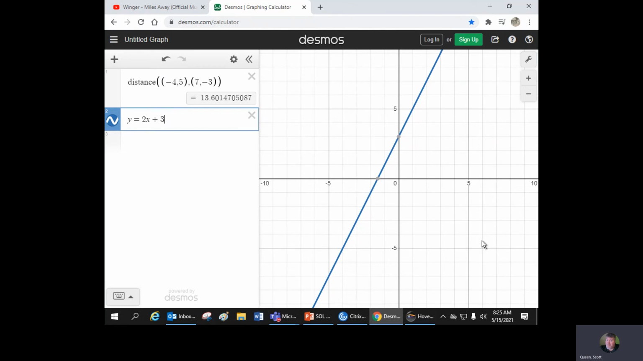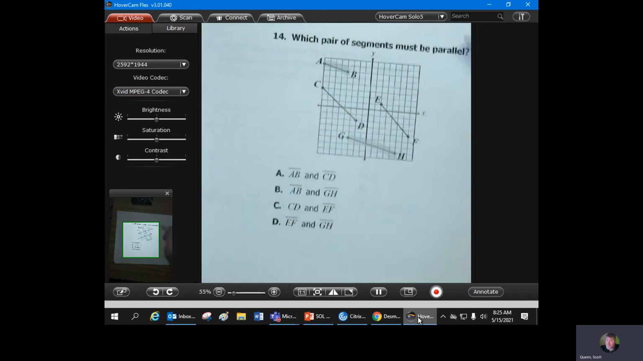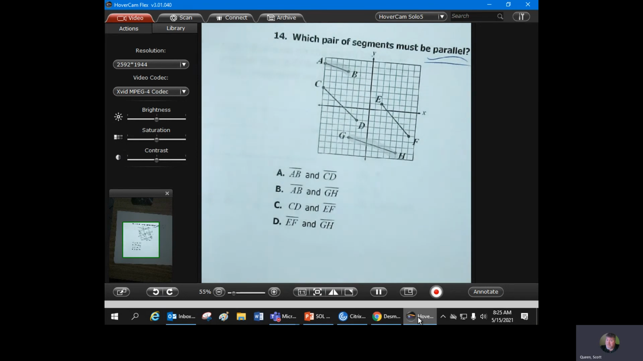All right, which pair of segments must be, oh, let me get back to the hover cam. Which pair of segments must be parallel? Parallel meaning they have the same slope. Okay? Now, I'm looking at my picture, I'm looking at my answers. I'm looking for the best way to do this. Obviously, I have points. Obviously, I can get coordinates, and I can count my slope. But there's a quicker, better way to do this.